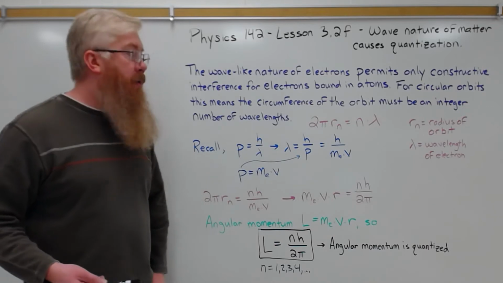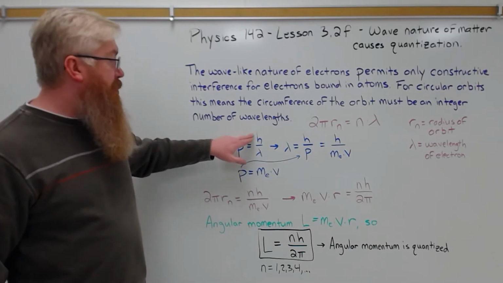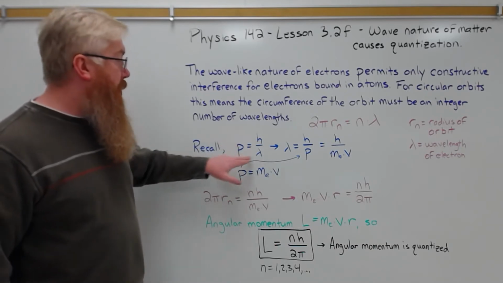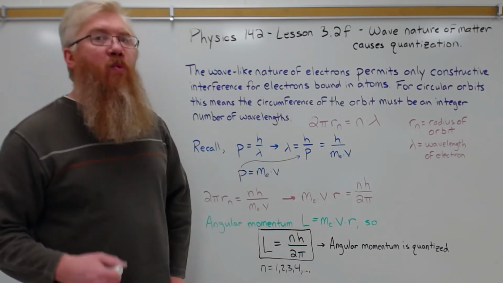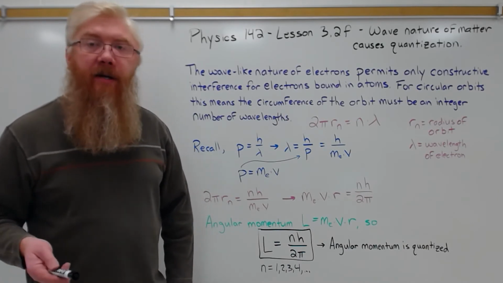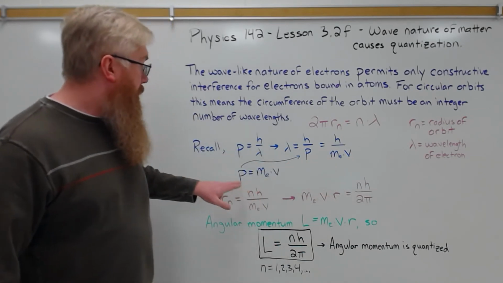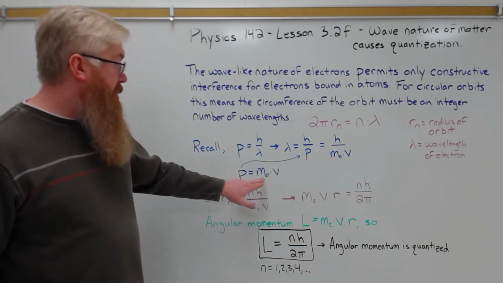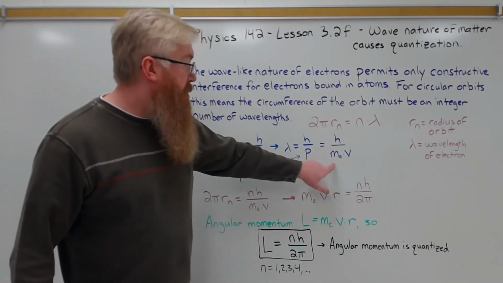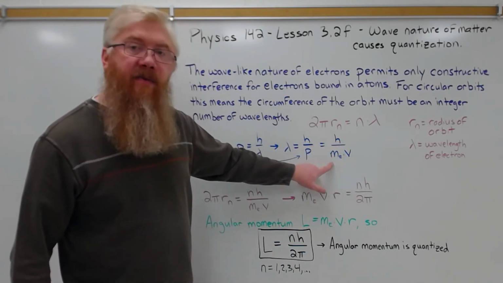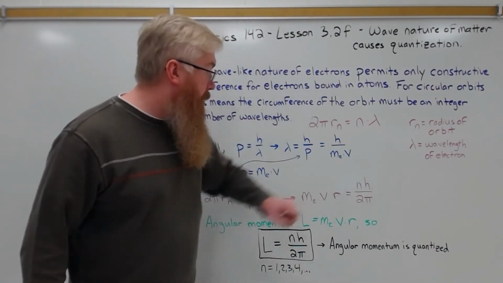But recall de Broglie's formula: the momentum is equal to Planck's constant over the wavelength. I can rearrange this and say the wavelength is Planck's constant over the momentum. Assuming this is not a relativistic electron, and we're going to make that assumption, momentum is just mass times velocity, regular linear momentum. I can plug that in for this p to get this equation. So Planck's constant over the mass of the electron times the velocity is the wavelength. I'm going to plug that back up over here to get the following equation.